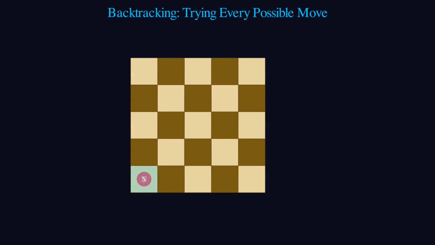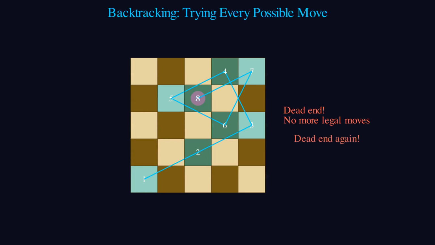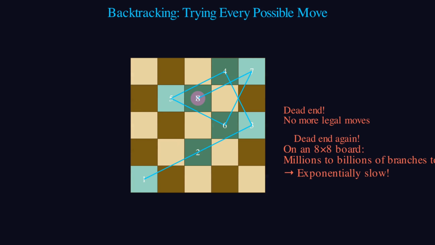Of course, other methods exist. A backtracking algorithm tries every possible move and retraces its steps when it gets stuck. While it can always find a solution if one exists, it is much slower and far less practical for larger boards.